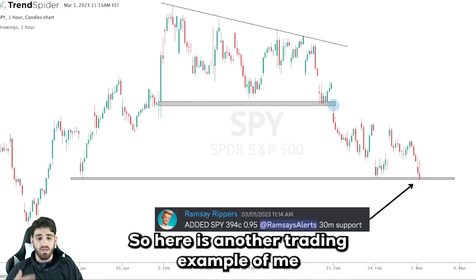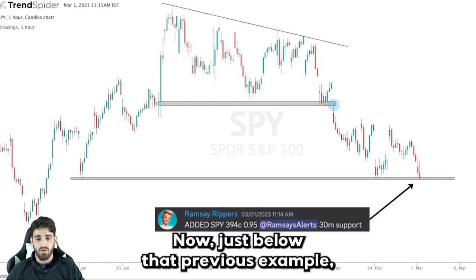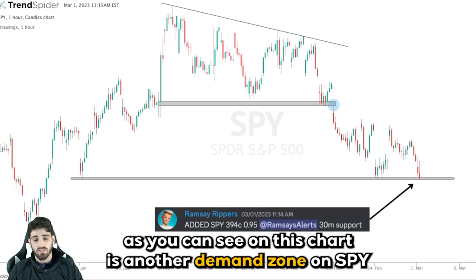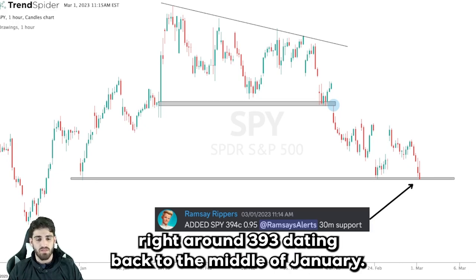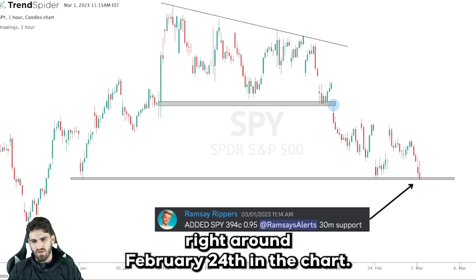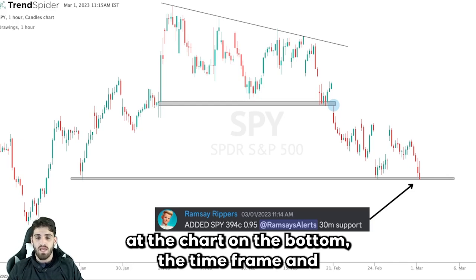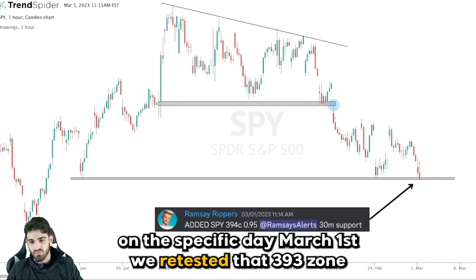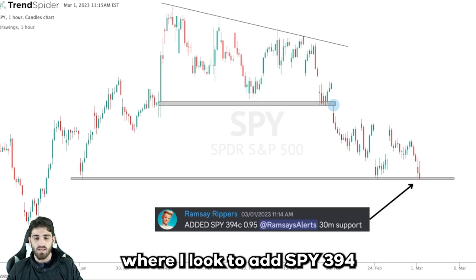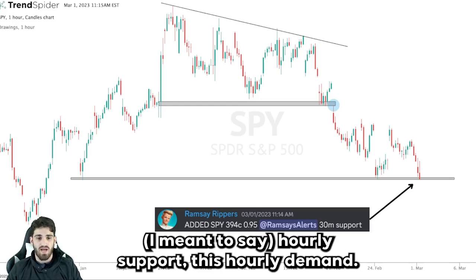All right, so here is another trading example of me using a demand zone bounce to add SPY calls. Now, just below that previous example, as you can see on this chart, is another demand zone on SPY right around 393, dating back to the middle of January. We bounced again off of it right around February 24th on the chart. If you take a look at the chart on the bottom, the time frame. And on the specific day, March 1st, we retested that 393 zone where I looked to add SPY 394 calls at $95 a contract on this, I meant to say hourly support, this hourly demand.